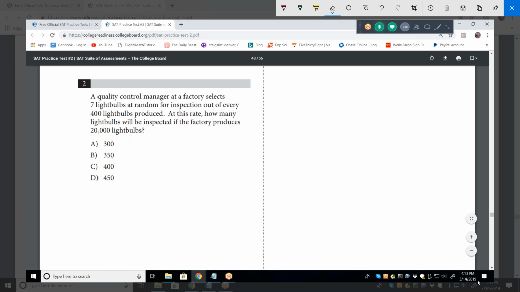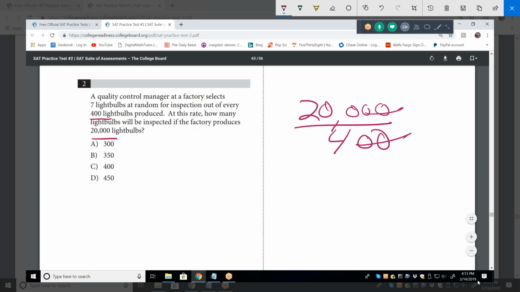I'm going to compare 400 light bulbs to 20,000 light bulbs. So how do I do that? How many more times 400 is 20,000? So I'm going to divide 20,000 by 400. I can do that pretty easily. 4 goes into 200 50 times. So we're doing 50 times as many light bulbs. So if we do 7 per 400, then you get 350 light bulbs.